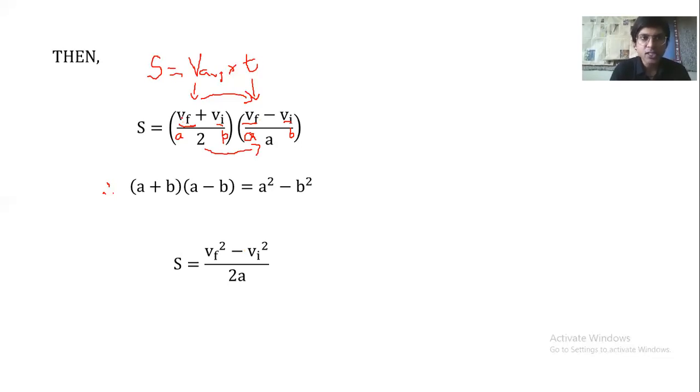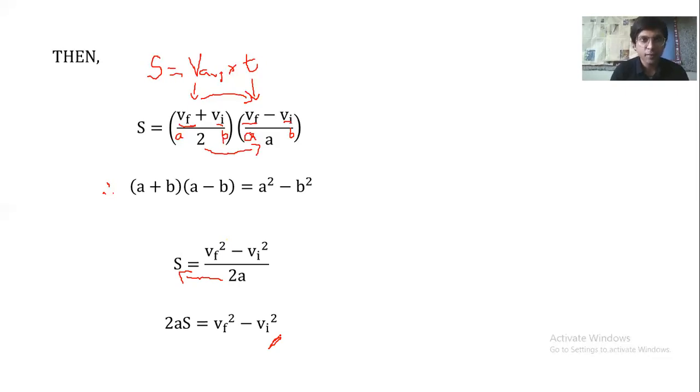So this is A square, which is Vf square, B square, which is Vi square, and if you multiply 2 with A, it becomes 2A. In the final step, I have multiplied this 2A with this S, because it can cross multiply to the other side of the equation. So this becomes 2as, and this is Vf square minus Vi square, and this is the formula we had to derive. So in this way we can derive the third equation of motion.